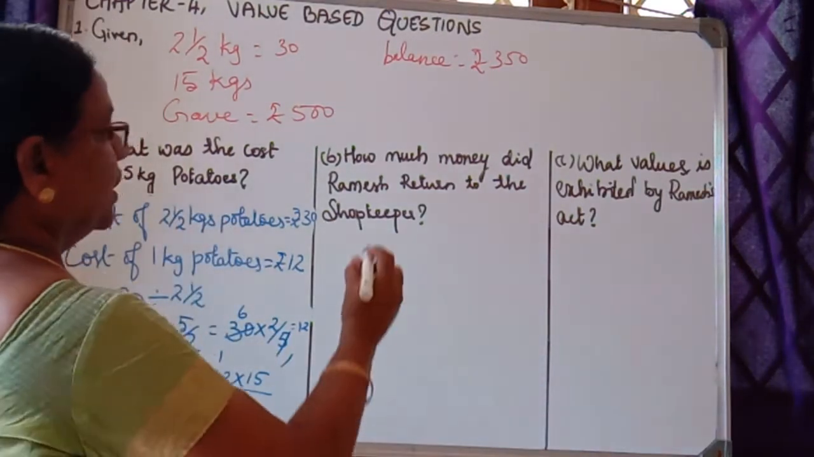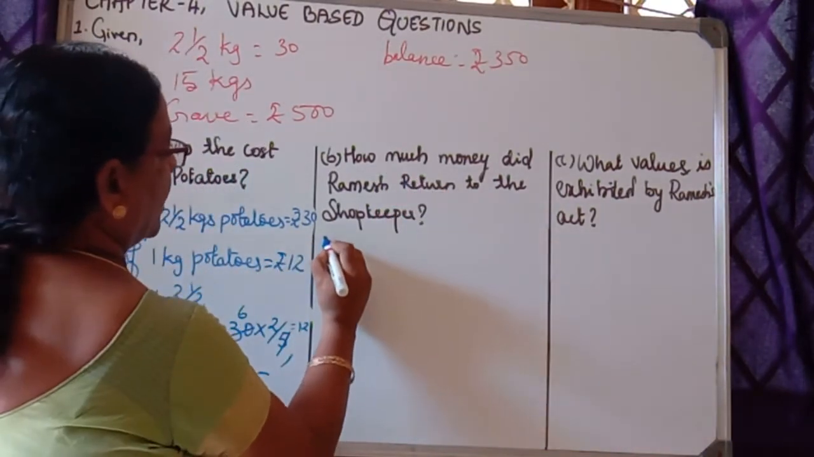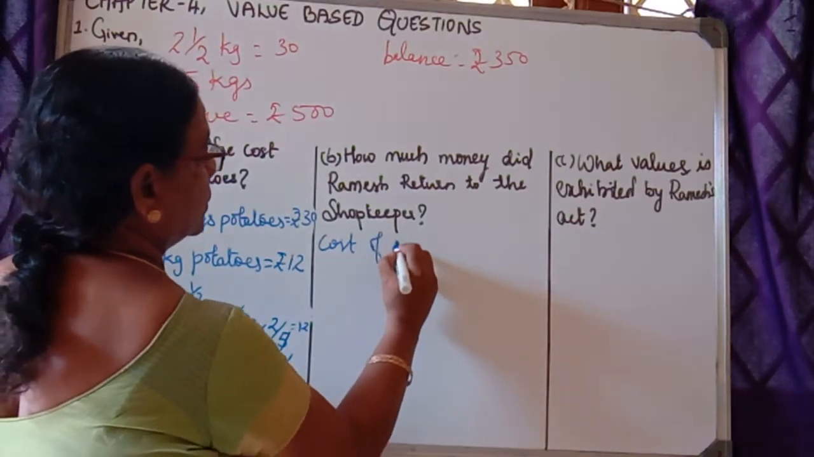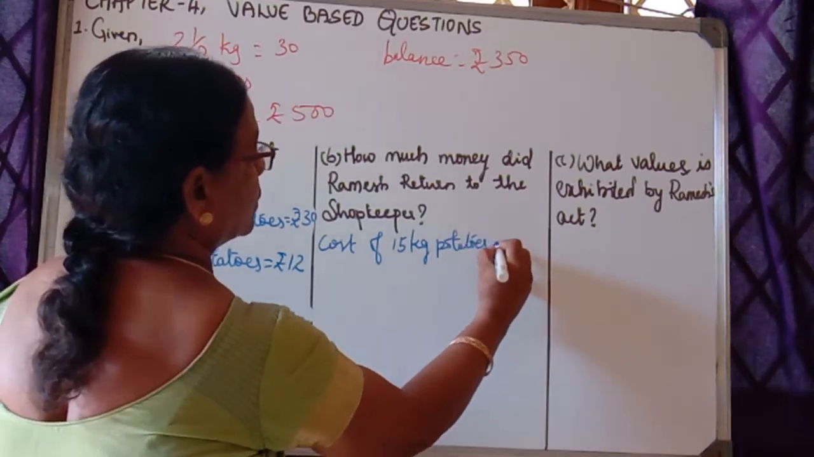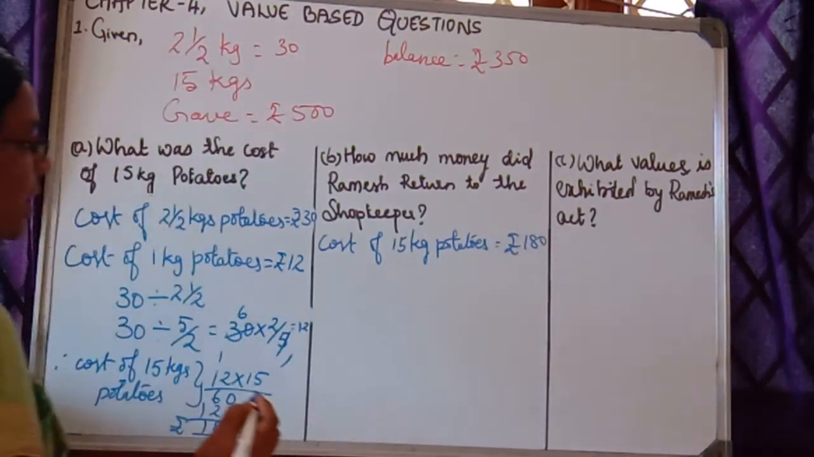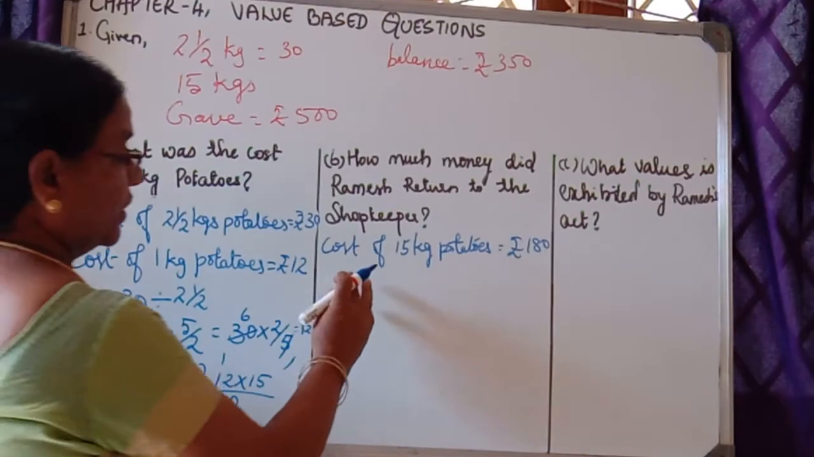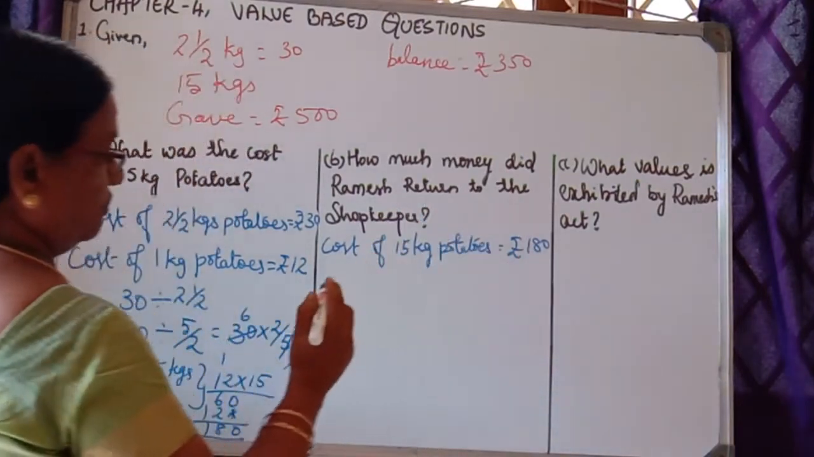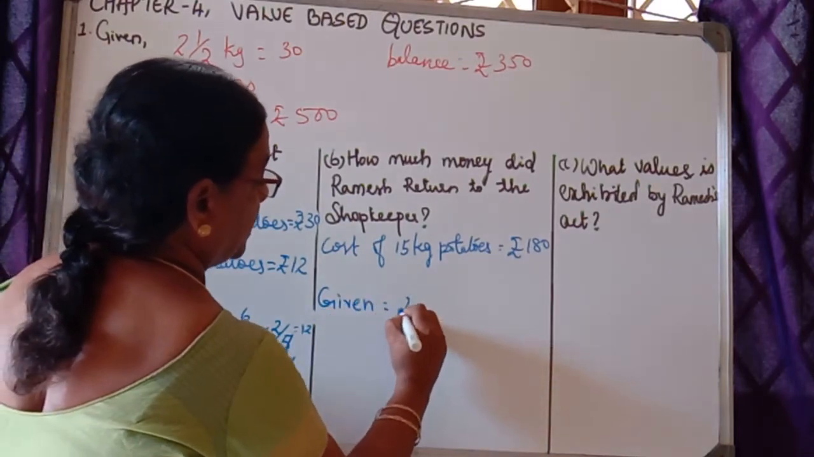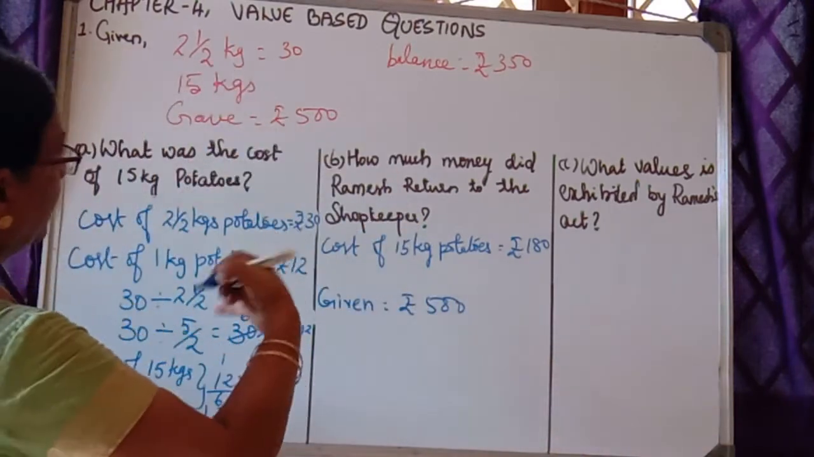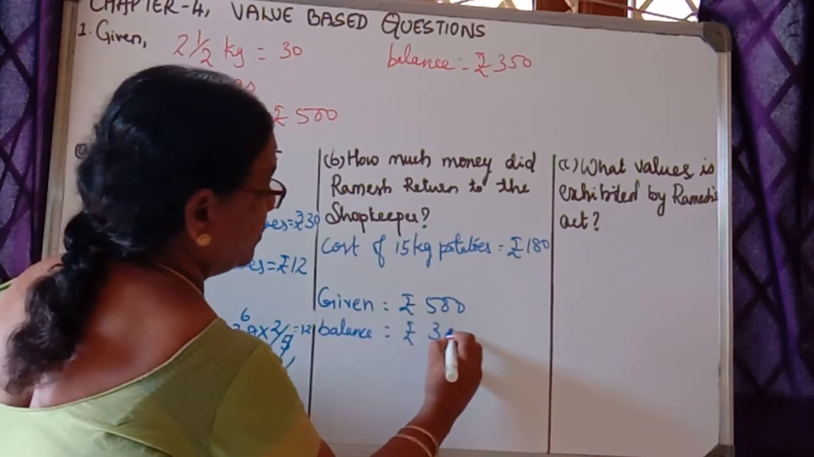What is the next question? How much money did Ramesh return to the shopkeeper? Now the actual cost of 15 kg potatoes is equal to rupees 180. How much money was given by Ramesh to the shopkeeper? Rupees 500. How much money was returned back? The balance he got was rupees 350.